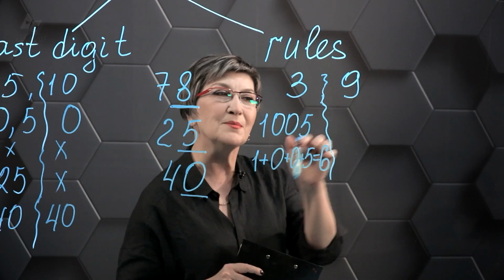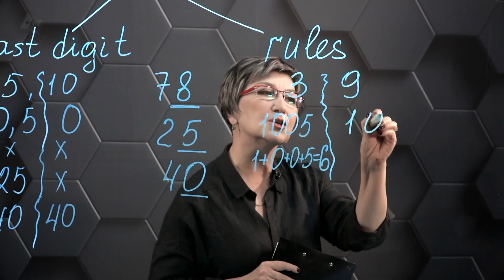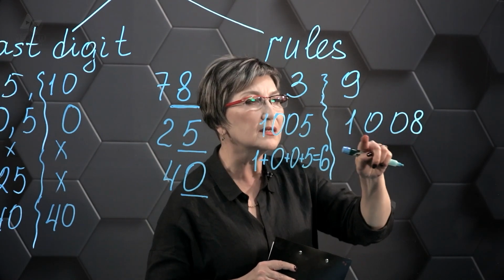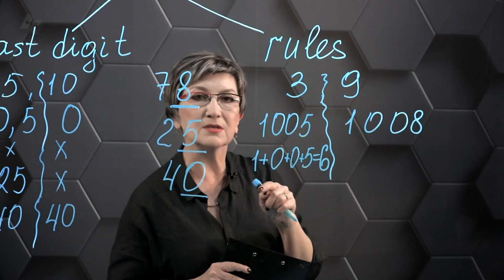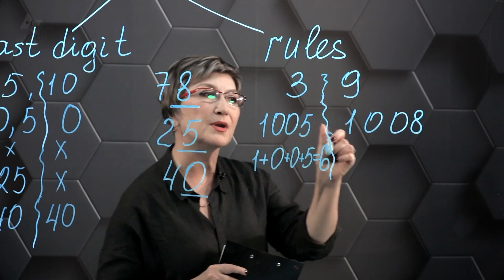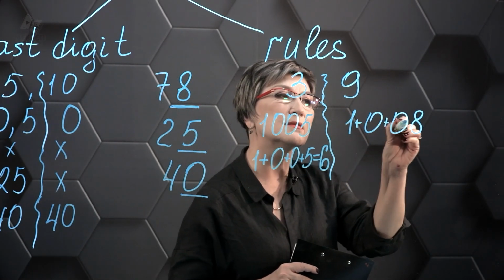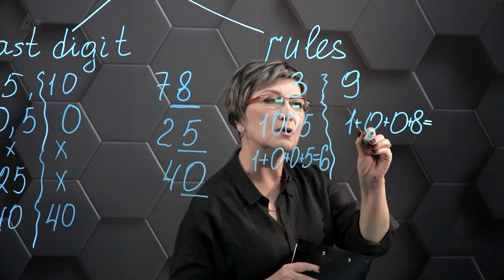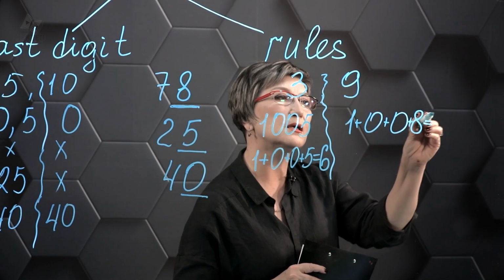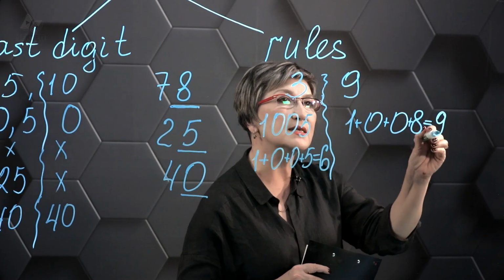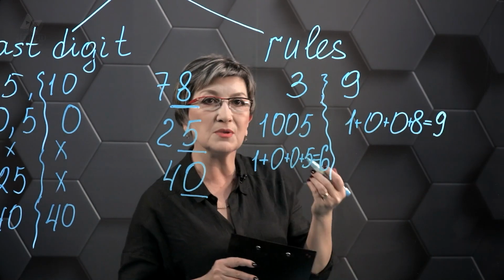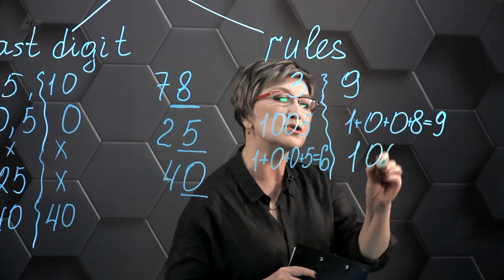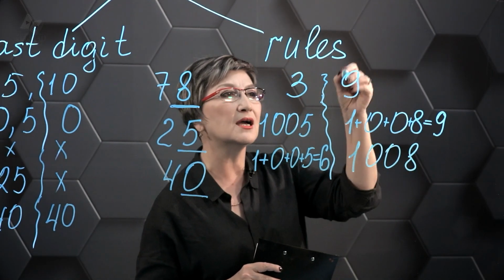For example, 1008. Can 1008 be divided by 9? Let's apply our rule. We add the numbers: 1 plus 0 is 1, 1 plus 8, that's 9. And 9 can be divided by 9 without a remainder. So the number 1008 can be divided by 9 without a remainder.